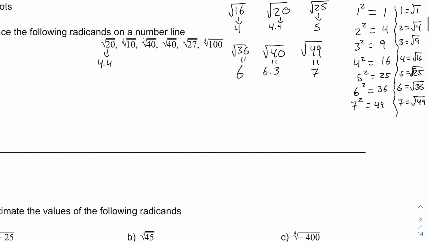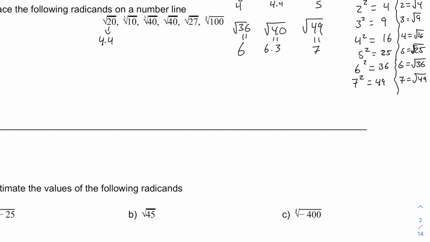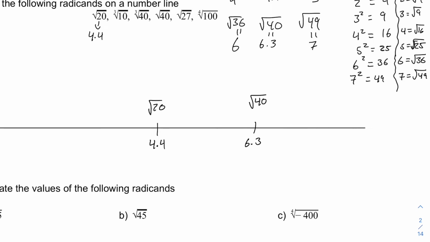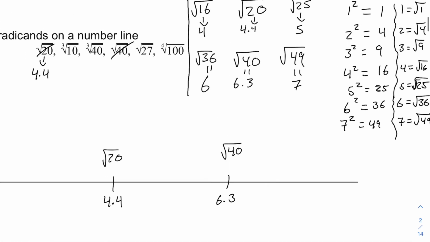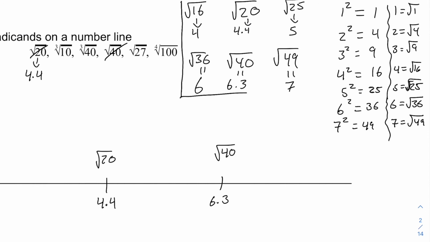Okay, so now we have kind of listed a few of our numbers. So let's maybe make root 20 right here. So I'm going to put my roots on the top and then the actual estimate on the bottom. So 4.4. So root 40 is going to be a little bit bigger than that. Root 40 will be here at 6.3. Okay, so let's keep going here. So we've got root 40 down, we got root 20 down. Let's do root 27. So running out of room here, let's maybe put it here.